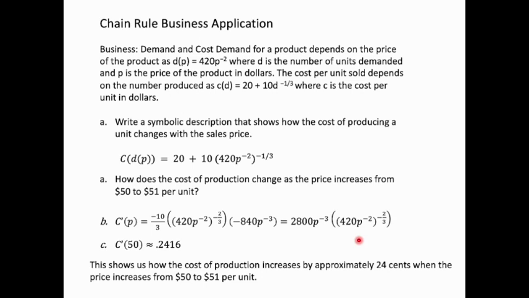So now if I want to find the marginal cost specifically at the price 50, I want to plug in 50, and what we get out is 0.2416. So this 0.2416 represents the change in the cost. It's going to increase by 24 cents when the price increases $1 from 50 to 51.